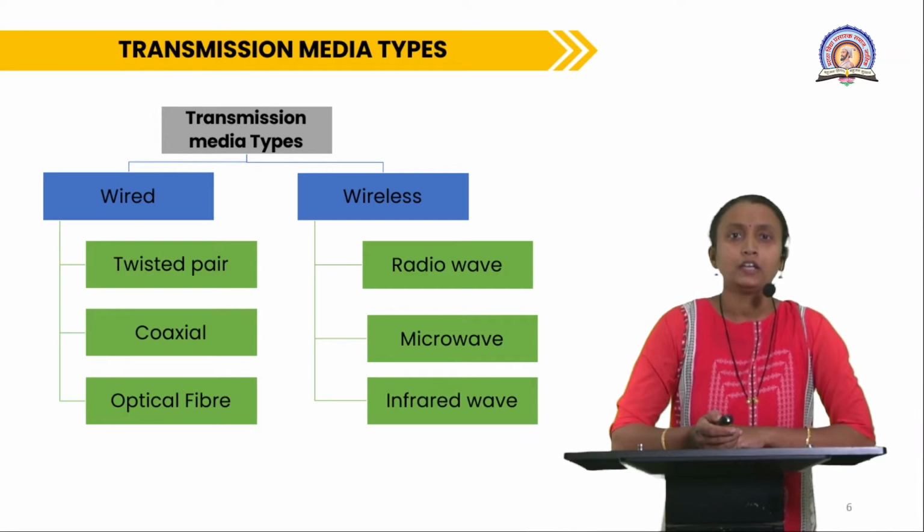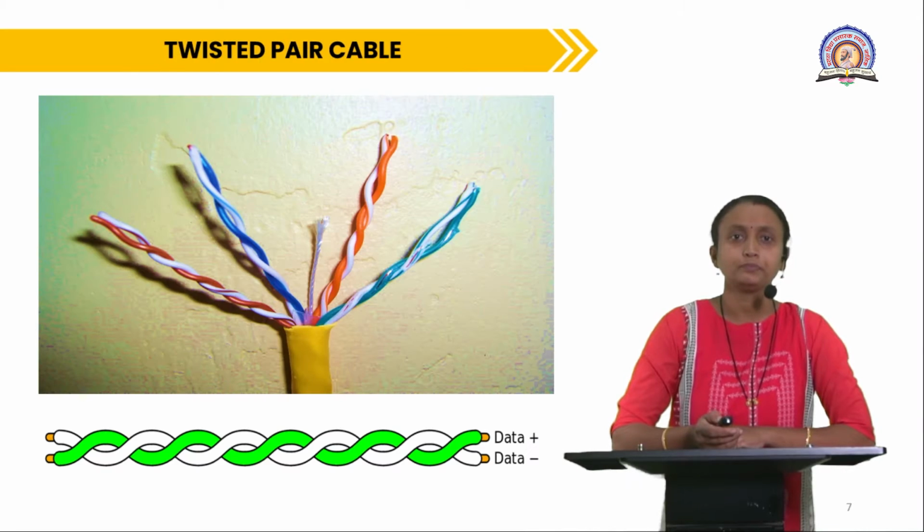Then wired media can be divided into three types. The first one is twisted pair, the second one is coaxial cable, and the third one is optical fiber cable. In the same way, the wireless media can be divided into three parts. The first one is radio waves, the second one is microwave, and the third one is infrared waves. The first one is twisted pair cable.